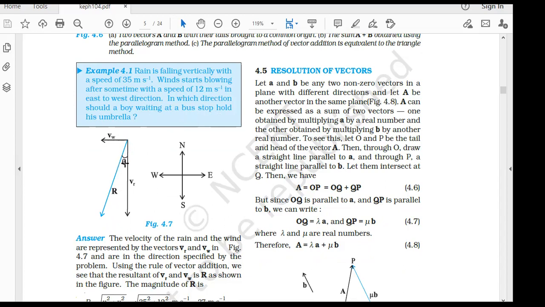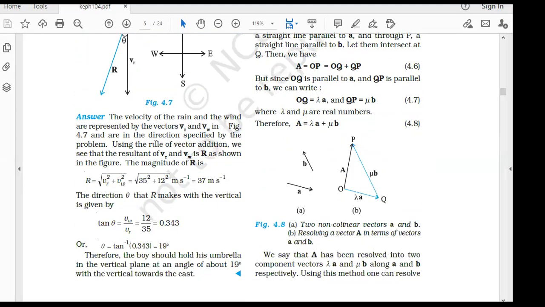So if this is theta, tan theta is opposite by adjacent. Opposite is this value, which is nothing but VW. So VW by VR. VW is 12, VR is 35. So tan theta is equal to 12 by 35. That's all. If you want theta, you have to use your data tables or calculator.